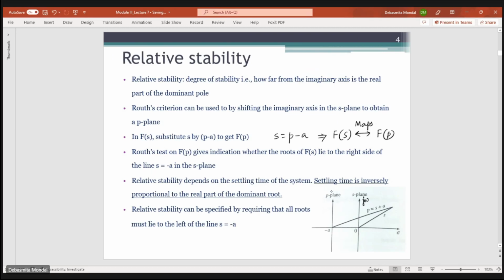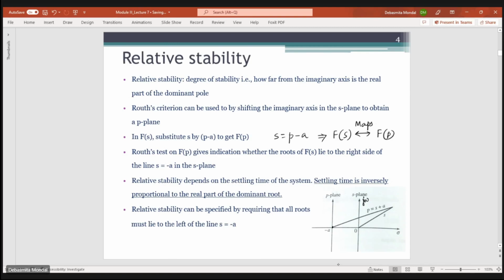Okay. So now if you substitute this, then similarly you can apply the Routh's test on F(p), and after performing this Routh's test on the polynomial F(p), you find whether the roots of F(s) are lying on the right half of the line s equals minus a. So now this is the imaginary axis of the S-plane that has been shifted to the left by an amount of a. Okay, so now this will be for the p-plane. So this line is your imaginary axis.